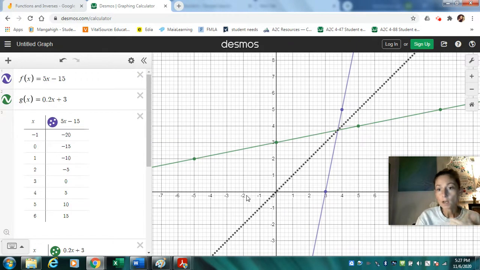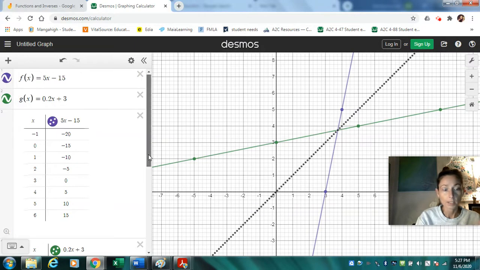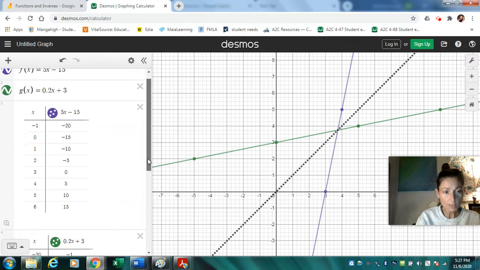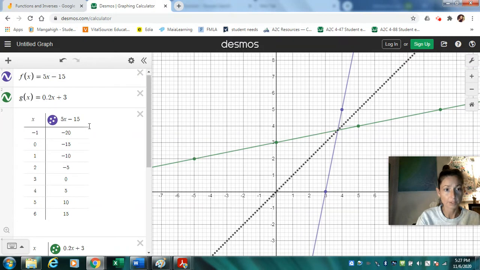We also see other ways of finding out if two things are inverses. We can look at the tables. So here's the table for our original function, 5x minus 15. At -1, I get -20, 0, -15, and so on.